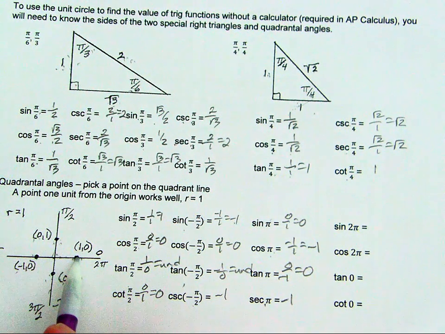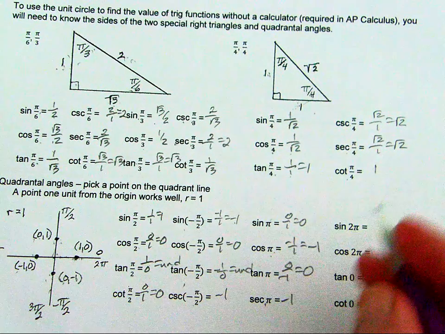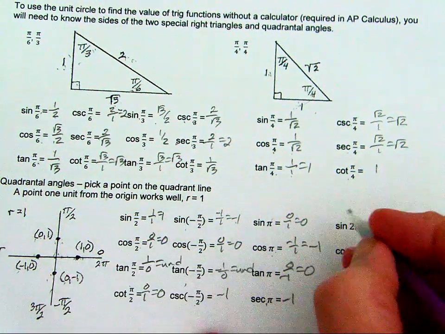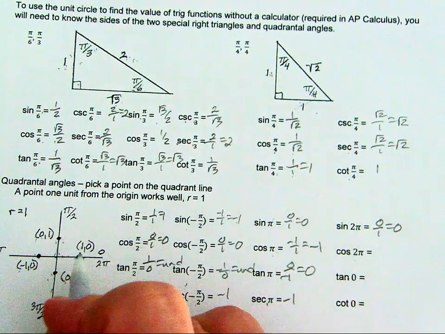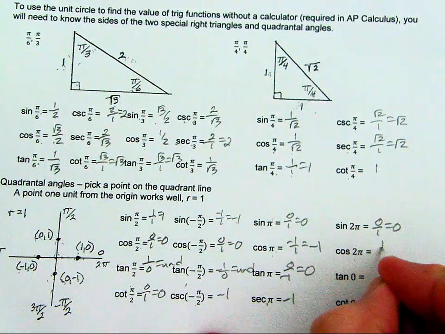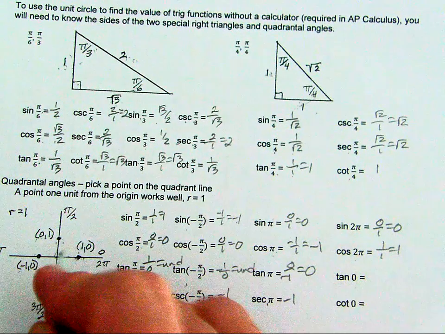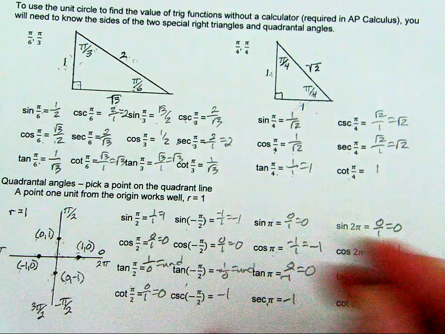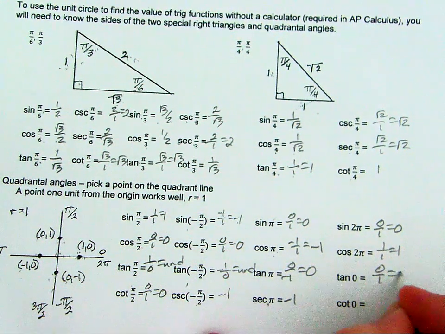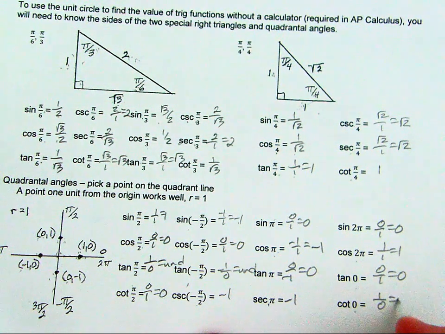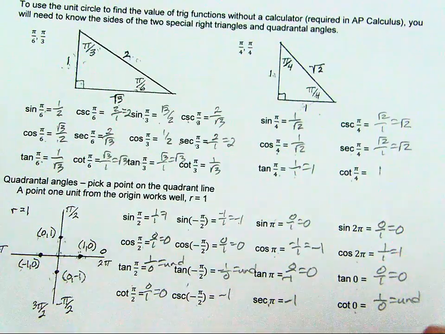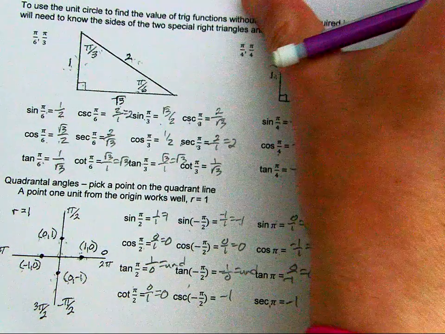2 pi. Well, 2 pi is the same as 0. They will have all the same trig functions. We use the point 1, 0. The sine is y over r, so 0 over 1 or 0. Cosine is x over r, so 1 over 1 or 1. The tangent is y over x, so 0 over 1, which is 0. Cotangent is the reciprocal of tangent, which would be 1 over 0, which is undefined.